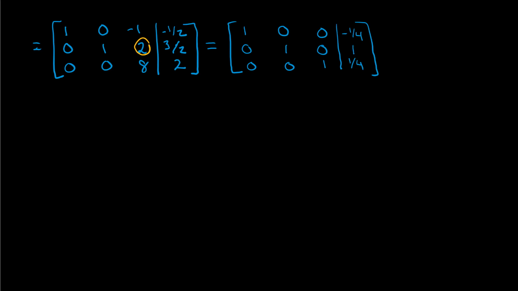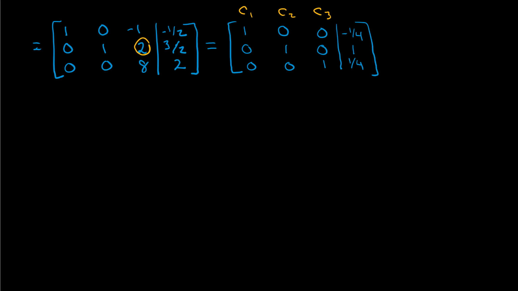All right, so at this point, this is considered to be row reduced. It's row reduced if you have your 1s along the diagonal, and every value off of the diagonal is 0. This allows us to then read out what our value for C1, C2, and C3 is. C1 is going to be a negative 1/4. C2 is going to be 1, and C3 is going to be a positive 1/4.